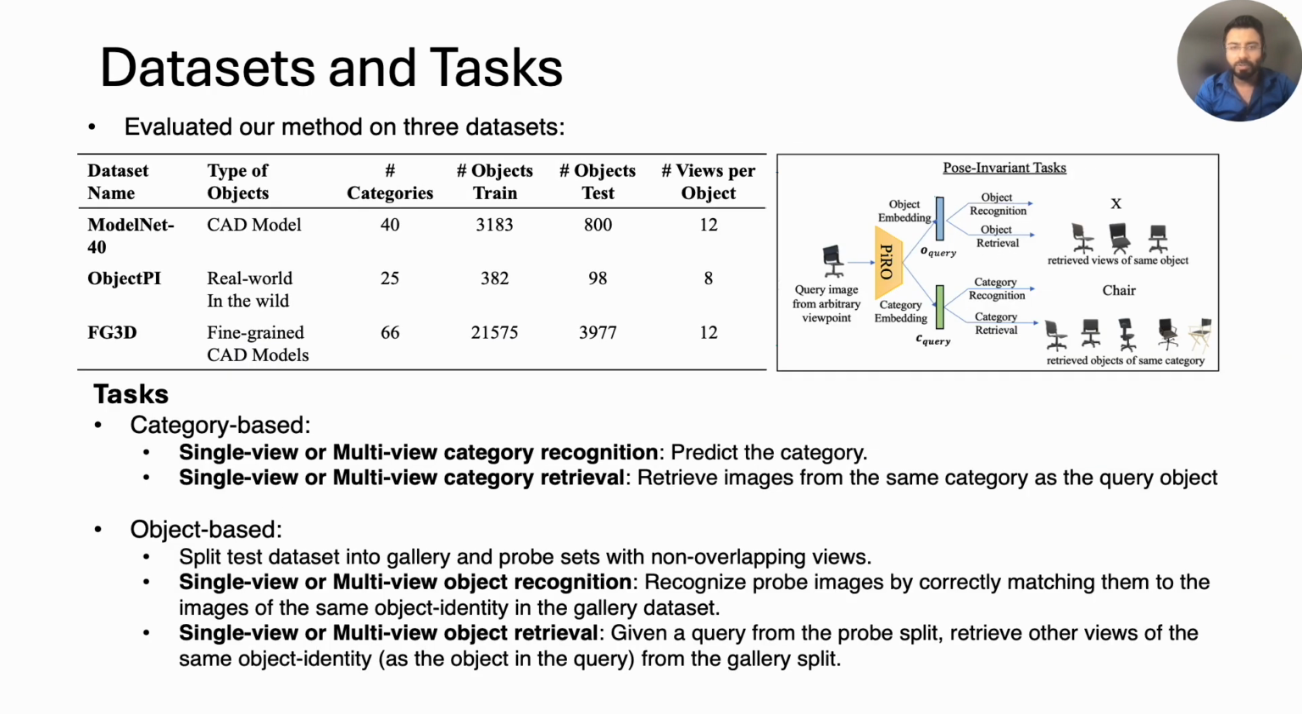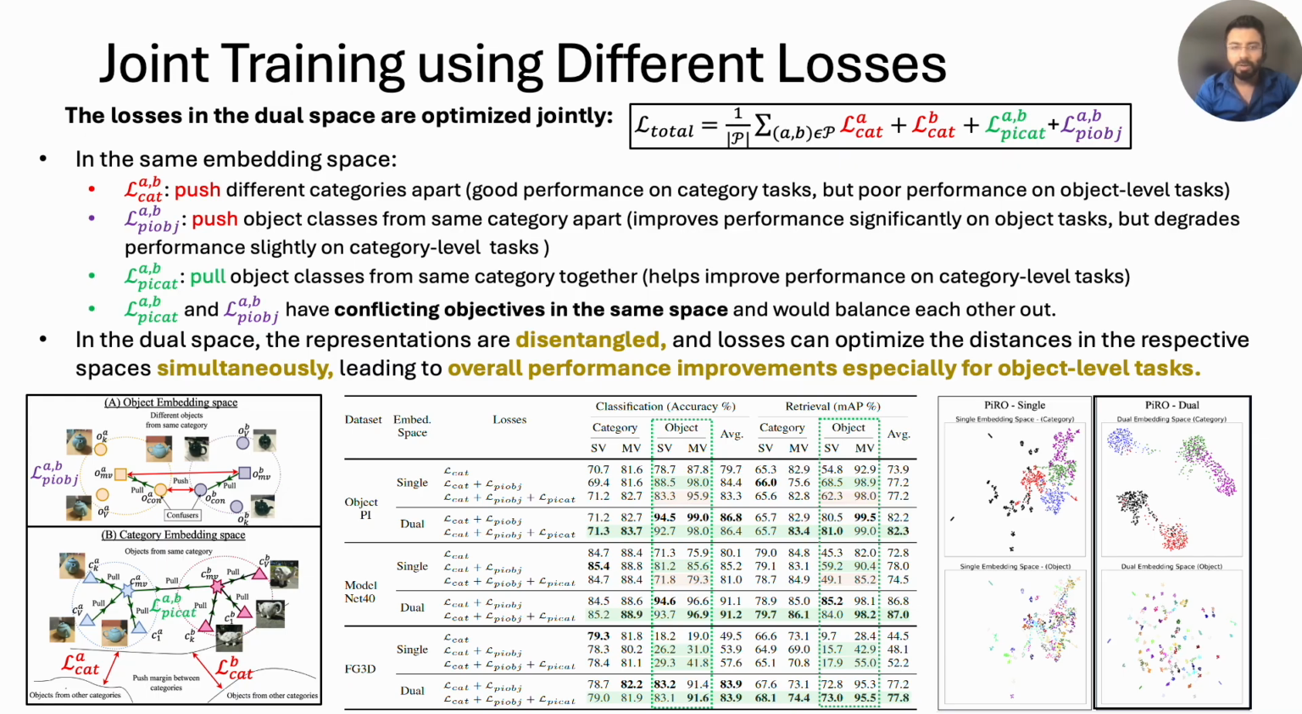We evaluate our approach on three challenging multi-view object datasets, ModelNet40, ObjectPI, and FG3D, on 8 pose-invariant classification and retrieval tasks, both at the category and the object level, from single or multiple views. The encoder is trained jointly using all the losses designed for the dual spaces. The table shows an ablation of the different losses in the single and the dual spaces.